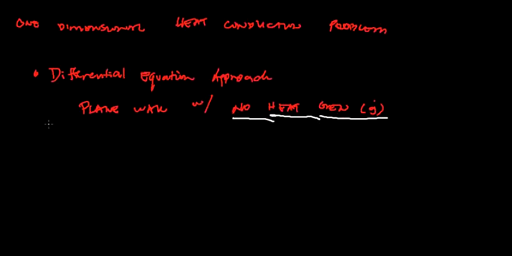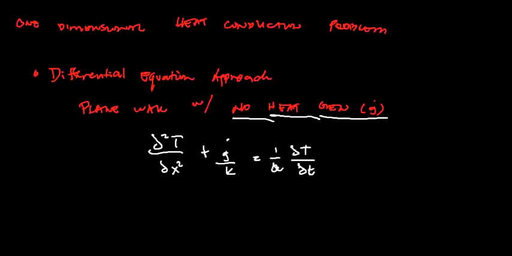For steady state with no heat generation, from our equation last time, we have the second derivative of T with respect to x plus our heat generation equal to 1 over the thermal diffusivity times the derivative of temperature with respect to time. If we have no heat generation and our equation is in steady state, then these two terms are equal to 0, as well as this part here. So we only remain with this part.